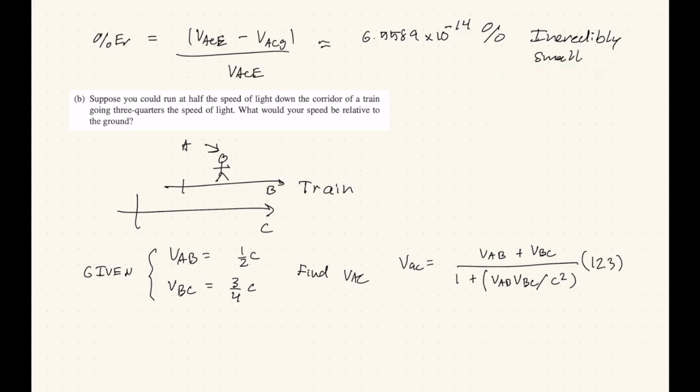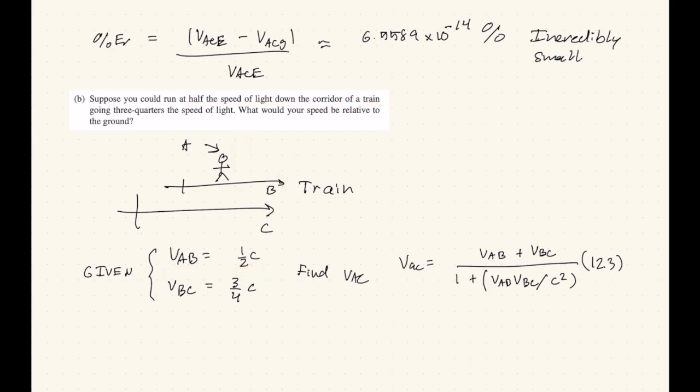Now, moving on to B. Suppose you could run at half the speed of light down the corridor of a train going 3/4 the speed of light. What would your speed be relative to the ground? So, let's break it down a little bit. The problem says that we are running at half the speed of light down a corridor of a train. So this is the velocity of A with respect to some moving train. That means VAB is 1/2 c.